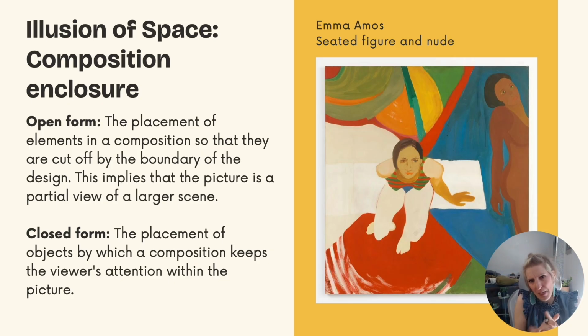What do you think this painting, Seated Figure and Nude by Emma Amos, suggests? An open form, that there's more to the visual story here, we're only seeing a snapshot of it? Or is it closed? The entire story exists within the bounds of the frame. A hint to an open form is that the composition breaks the picture plane.